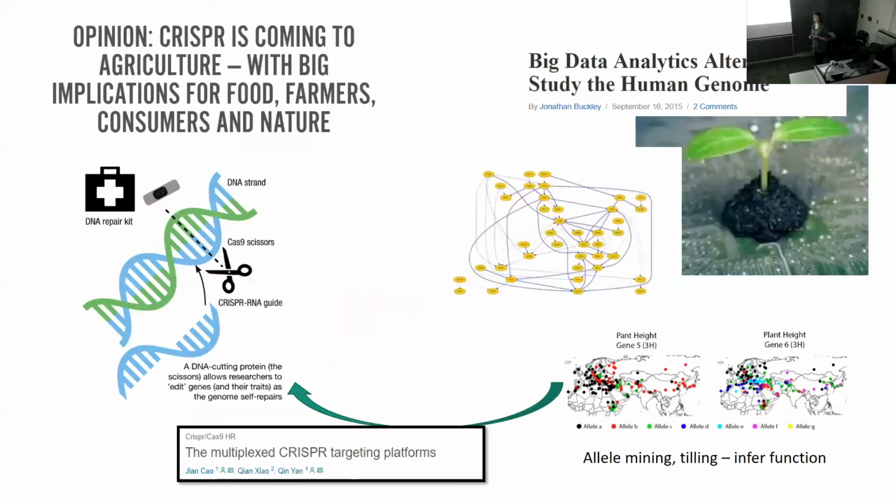And of course, now we have CRISPR, where we can edit the DNA and inject the mutation that we want. And we're seeing multiplexed CRISPR platforms now where we can do 4 or 5 of these mutations in one go. It's not very reliable yet, but I'm sure it will be soon. And so now we can take all of the information that we get through AI and big data and allele mining and start to plug it into our CRISPR mutations in the breeding cycle.